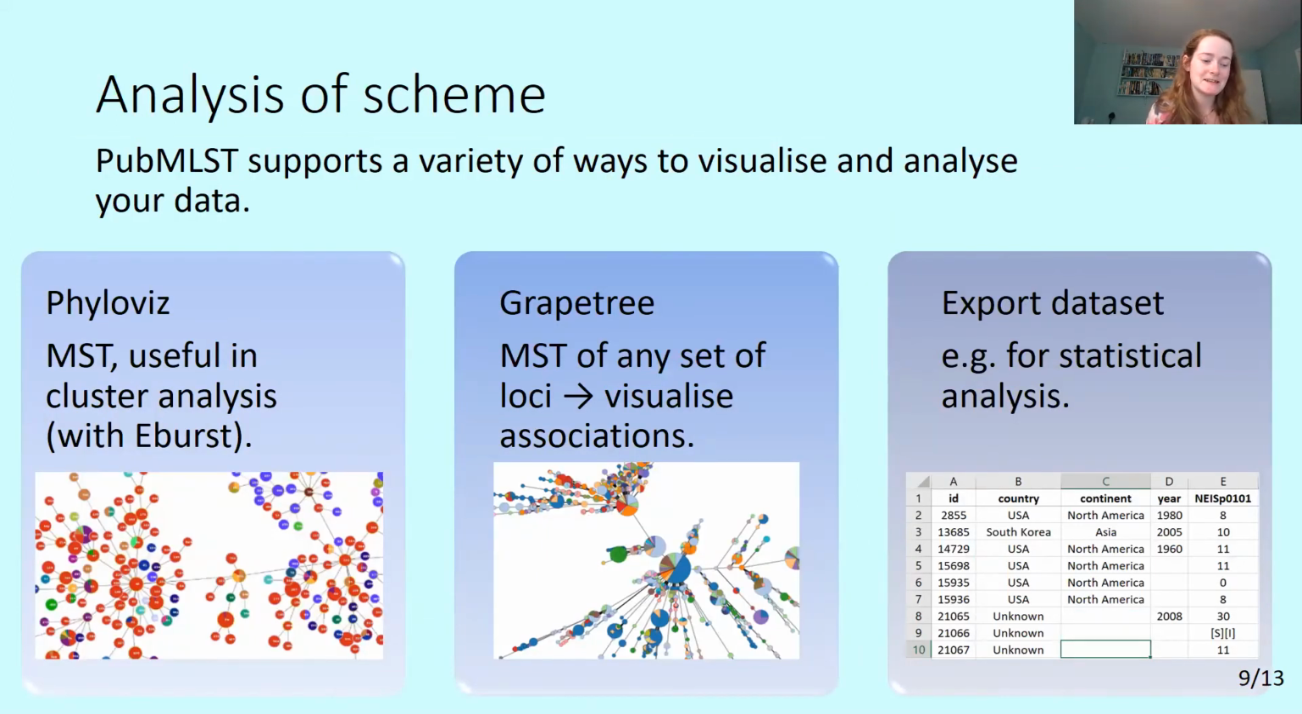PubMLST has several methods by which you can analyze your data, which includes some handy plugins. I used PhyloVis to help me cluster my OMV typing profiles and to visualize relationships. But I also used Grapetree, which is really great for visualizing the diversity and associations of your schemes, as I will show you in a moment. Export dataset, meanwhile, allows you to easily pull out your data into a spreadsheet, your list of alleles for each isolate, for example, with your sequence types and the associated metadata of the isolates to which they have been assigned. You can then examine this data in other programs, for example, to apply statistics to it in R, which is what I did.